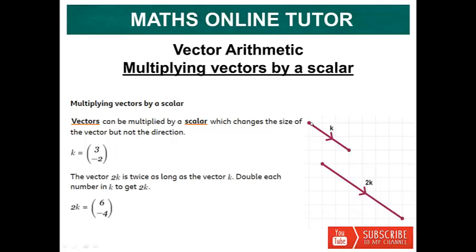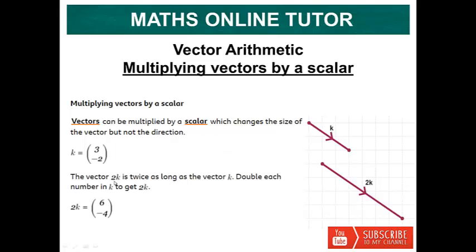Here I have the vector k. The column vector of vector k is 3 and minus 2. So 3 means there is a positive x translation by 3 grids: 1, 2, 3. And there is a minus 2, which means there is a negative y translation. As you can see, it's going down. So I can go from this point to this point by moving from here to here and then here to here.